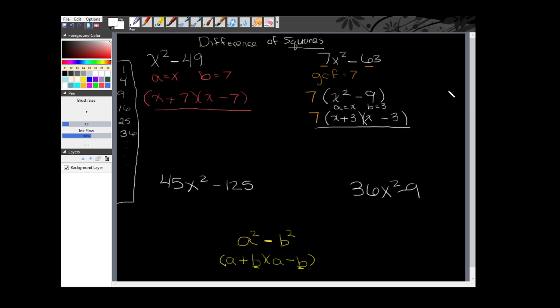Now let's try another one. Let's think this through. So we're looking for a number that goes both into 45 and 125. Because they both end in 5, I know that they are both divisible by 5. So I'm going to see if that's my GCF. So I'll take a 5 and factor it out from the parentheses.